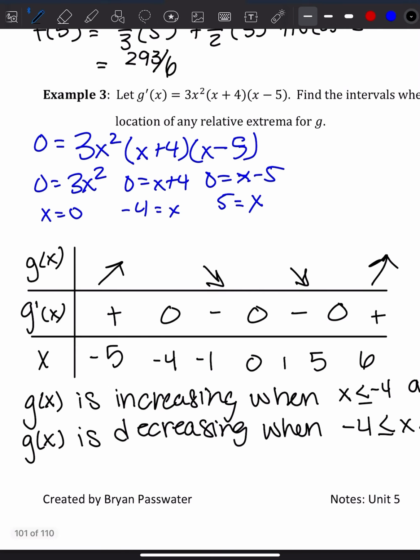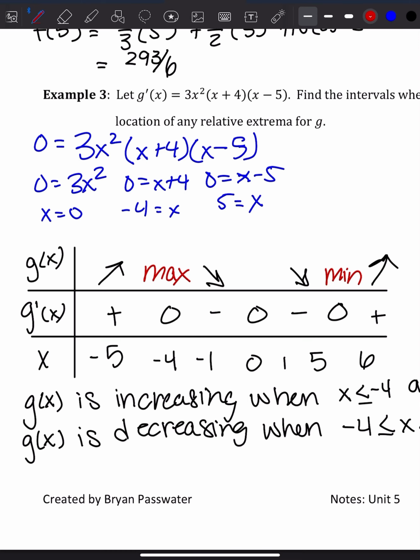Okay, so when we look here, this first piece here, it's increasing to decreasing, so I know this goes up before it goes down, so a maximum. We have a decreasing to increasing, so this is a minimum. This one right here, we are decreasing, it flattens out for a second, but then we decrease more. So it's not a maximum or a minimum.